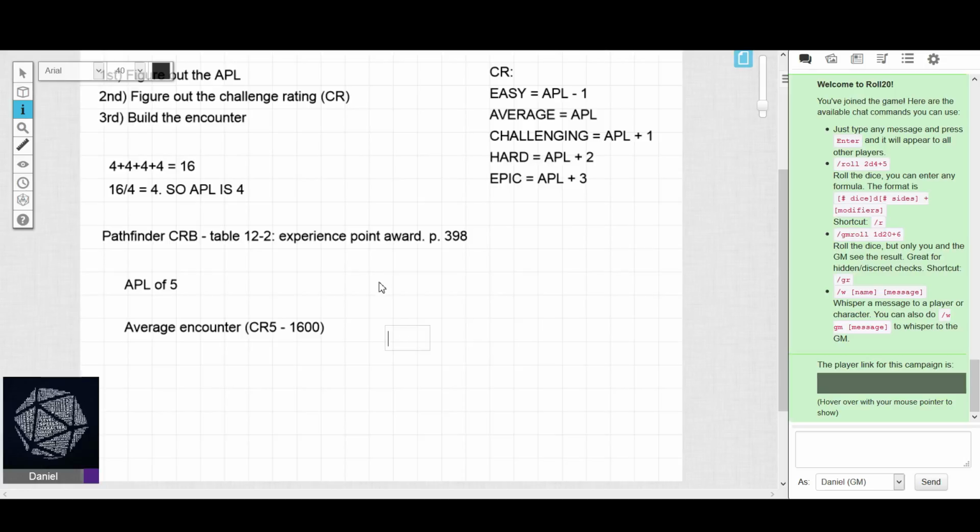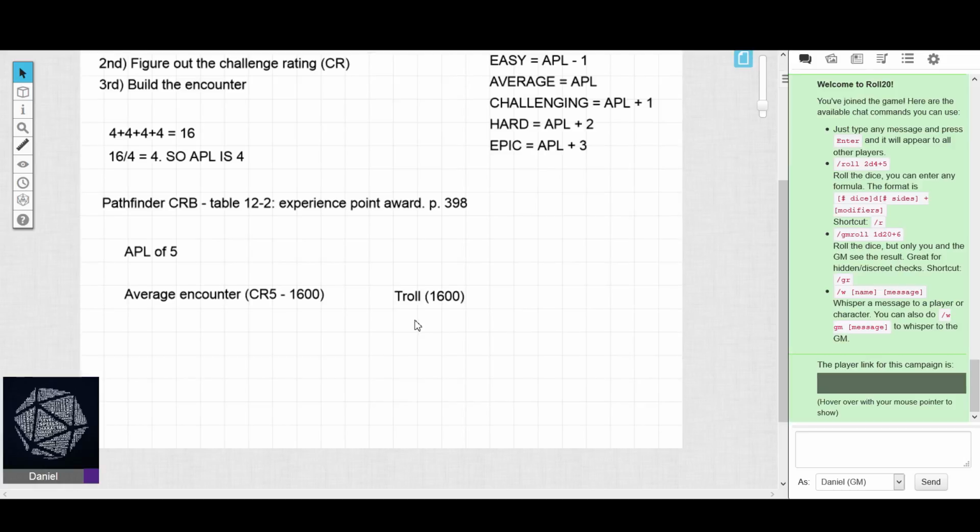Let's say we use a troll. A troll is challenge rating 5, it costs 1600 experience. This is perfect, right? This is one creature that will be an averagely challenging encounter for this group. To find the experience cost and the challenge rating of creatures, you can look up their entries. It will say troll, challenge rating 5, experience award of 1600.